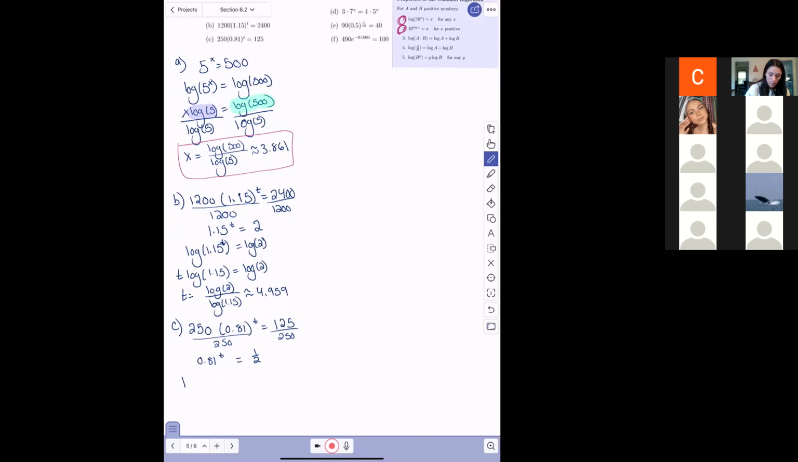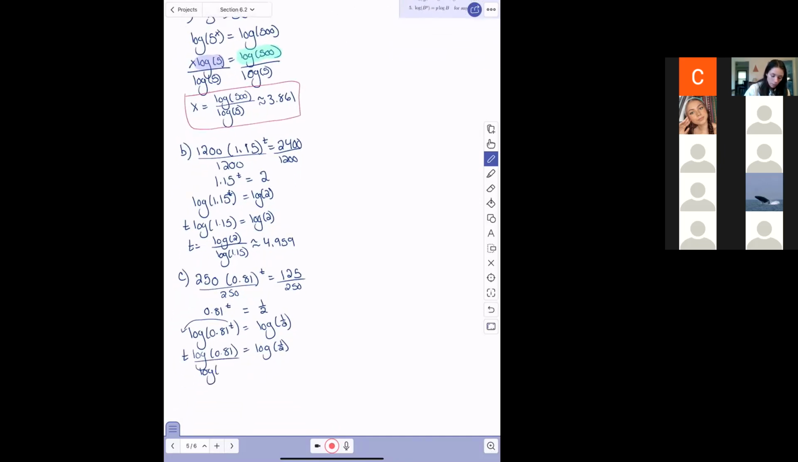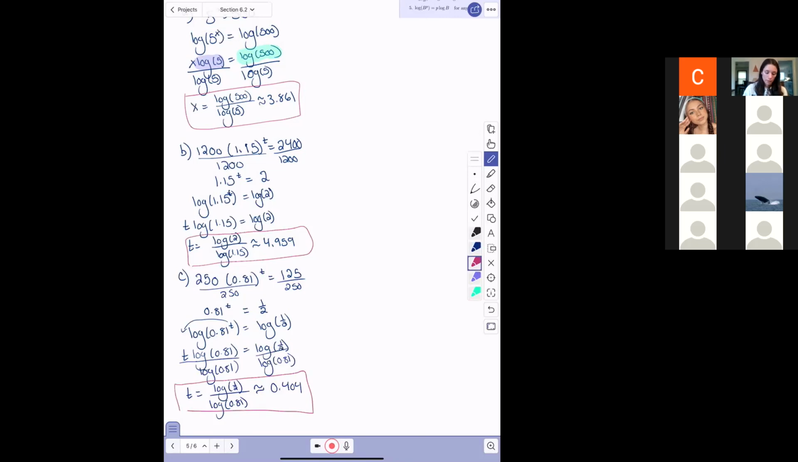Now from here, take the log of both sides. Log of 0.81 to the power t equals log of 1/2. Pull that t down, bring it out in front. So we have t log of 0.81 equals log of 1/2. Divide both sides by log of 0.81. So t is equal to log of 1/2 divided by log of 0.81. If you plug that into your calculator, you should get that that's about equal to 0.404. Questions there?